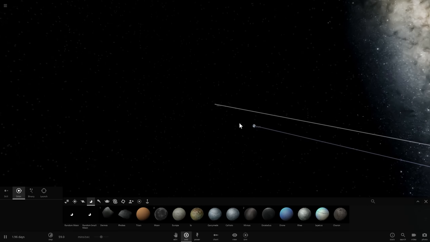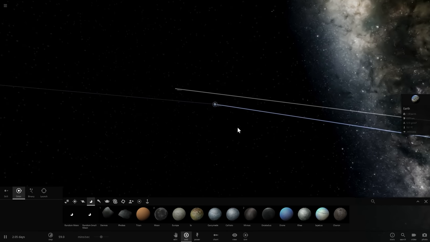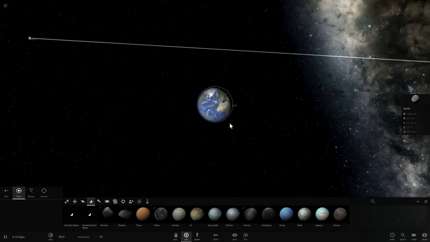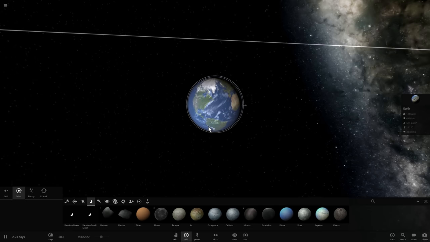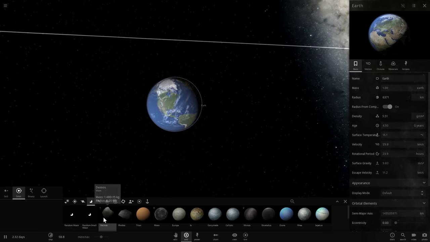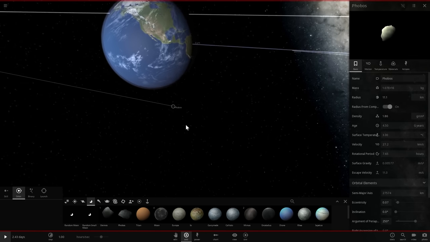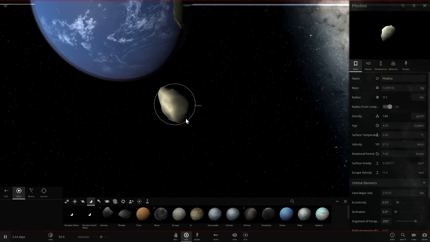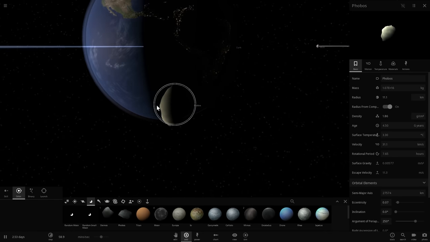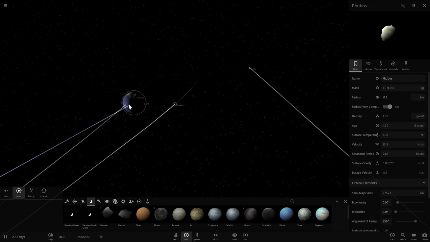Now, let's add the other moons, starting with, well, actually, let's add non-major moons first. Mars also has two moons. These are called Phobos and Deimos, and they're actually, well, technically, they're not really moons. They're most likely captured asteroids. But we're going to add them just because they are there and you should know about them.